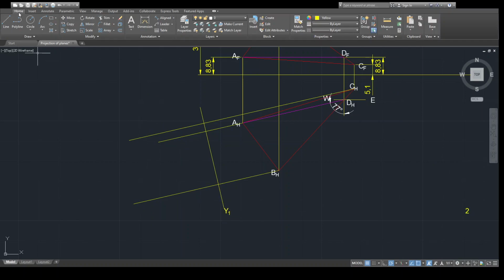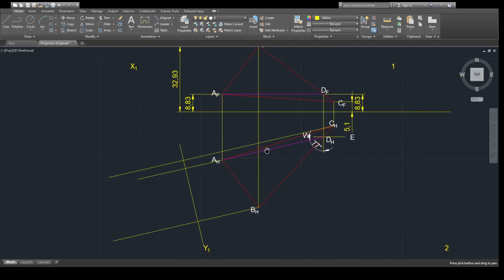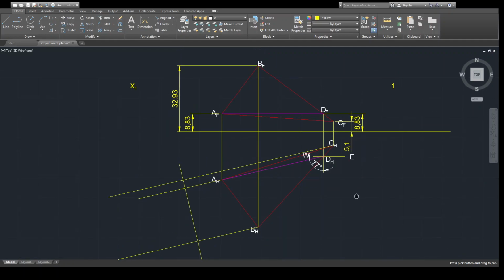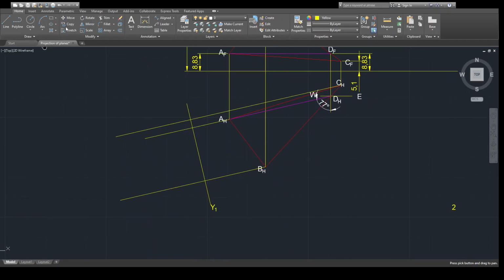Now here what we are drawing is view number 3. In order to draw view number 3, we require dimensions from view number 1. That is the distance of AF from the XY line. So this is our XY line. Distance of CF from the XY line, distance of BF from the XY line, distance of DF from the XY line. Remember, we are drawing view number 3.